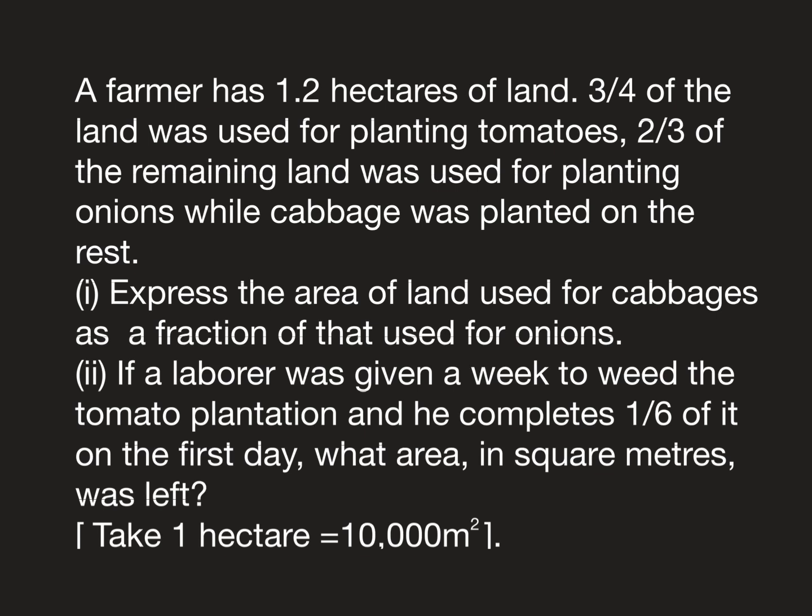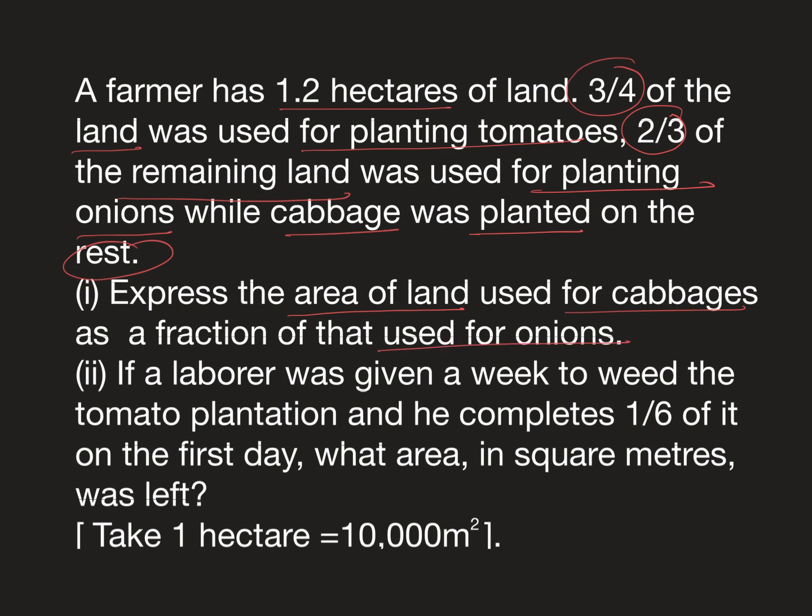Welcome back. We have a word problem here and it reads: a farmer has 1.2 hectares of land. 3/4 of the land was used for planting tomatoes. 2/3 of the remaining land was used for planting onions, while cabbage was planted on the rest. Question 1. Express the area of the land used for cabbages as a fraction of that used for onions.